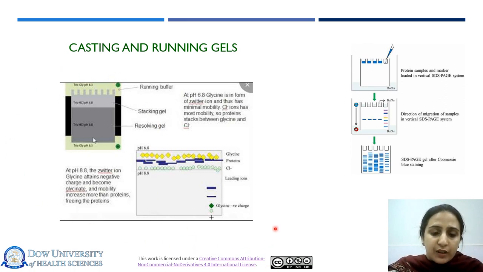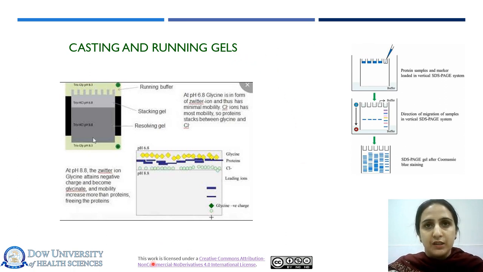Well, in the case of these polyacrylamide gels, we use a discontinuous buffer system. So now, what is a discontinuous buffer system? In the polymerization of the gel, you use two types of gels. One is the resolving gel, which constitutes the major portion of the gel, and on top of the resolving gel, when it's polymerized, we polymerize another gel which is called the stacking gel.